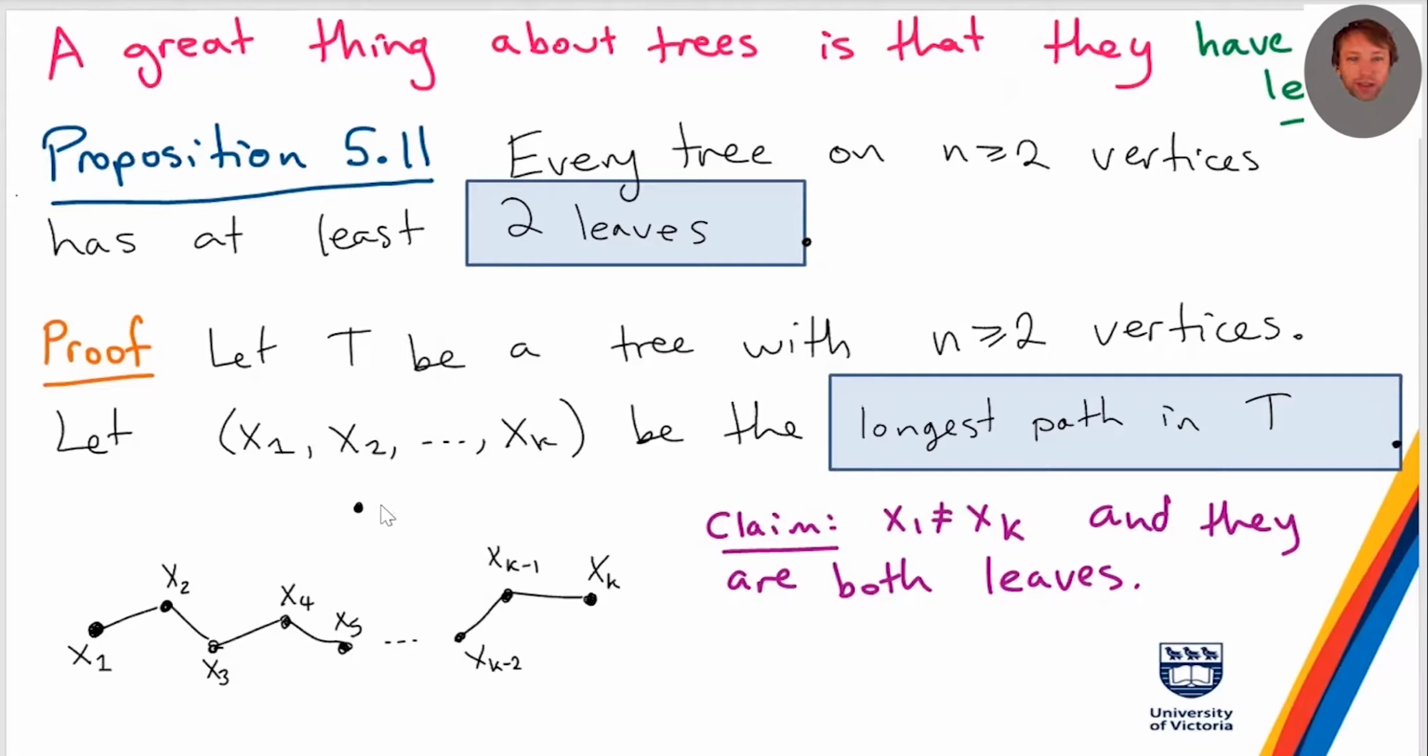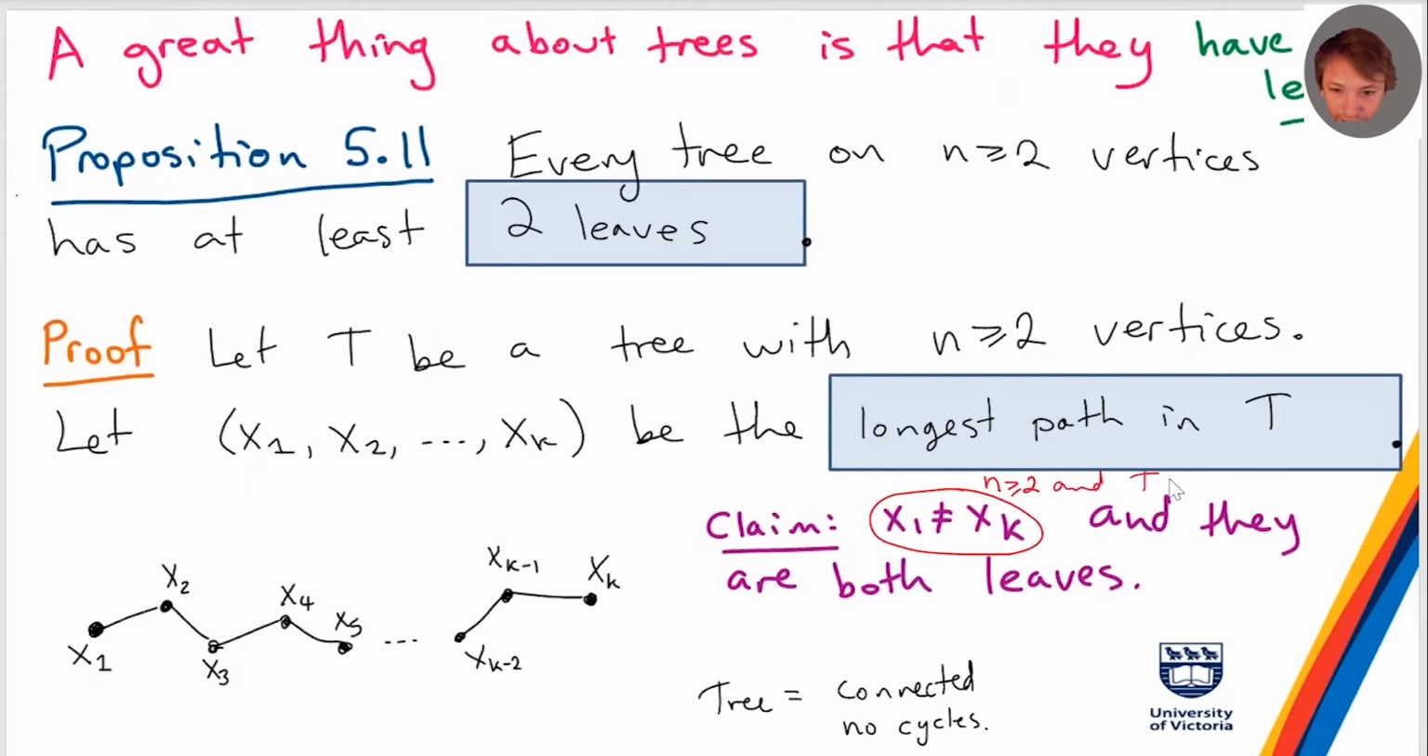Any thoughts? I've got a tree with at least 2 vertices. Remember, a tree is a connected graph with no cycles. I take the longest path in the tree. Why does that path have to have at least 2 vertices on it? Maybe this is a weird thing to ask, but it is important here. We're using the fact that there are at least 2 vertices and that the graph is connected. If I take 2 different vertices, there is a path that goes from one to the other, and that would be a path with at least 2 vertices. So the longest path has at least 2 vertices. That's not terribly interesting, but these are not the same vertex because the number of vertices is at least 2, and T is connected.